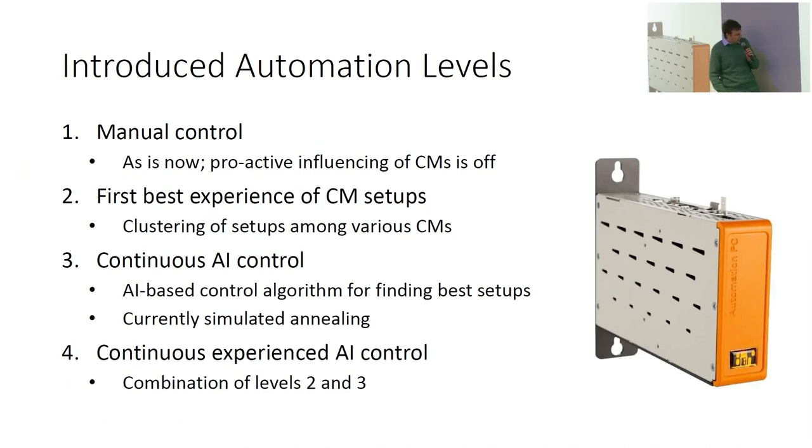And finally, we have the fourth automation level, continuous experienced AI control, that combines these two levels, 2 and 3, plus it's adding some further features, like trying to call the operators or solve some situations in the operation if the system itself can solve it, for example, by suddenly changing the setup for some temporal time, trying to get rid of some situation like some stuck element, and then returning the setup back to the previous one and things like that.